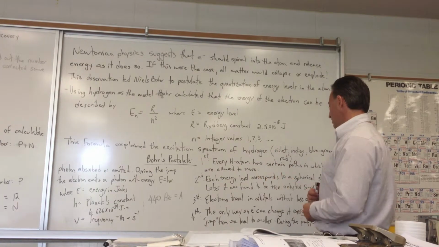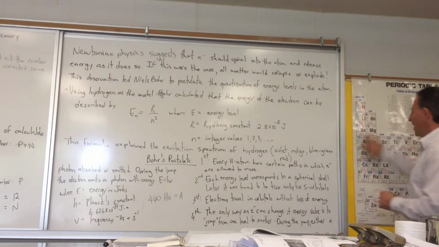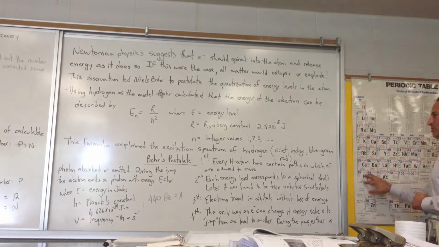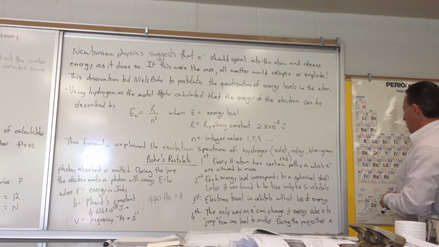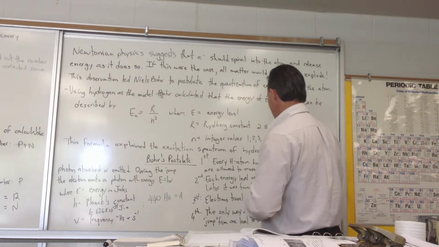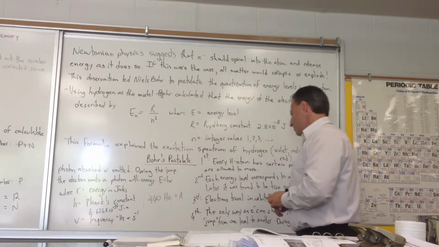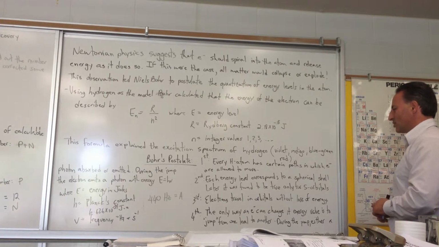Later it was determined that the electrons don't actually only move in spherical shells. S-block electrons move in spherical shells, but it turns out that in the P-block, they move in lemniscates. They look like figure eights. And in the F-block, they also look somewhat like figure eights, but they're oriented in different angles. The third hypothesis was that electrons travel in orbitals without loss of energy.